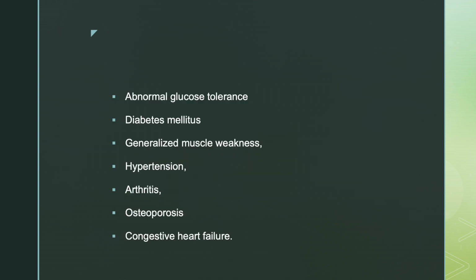In addition to the growth of the limbs, thickness of the bones, and protruding mandibles, noses, and ears, there are other manifestations, including abnormal glucose tolerance and diabetes, generalized muscle weakness, hypertension, arthritis, osteoporosis, and congestive heart failure.